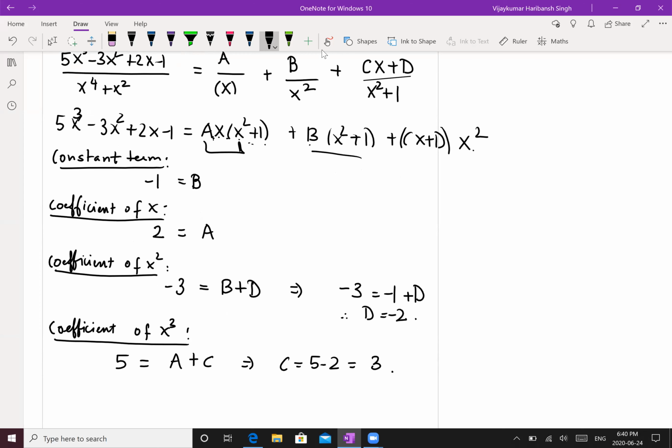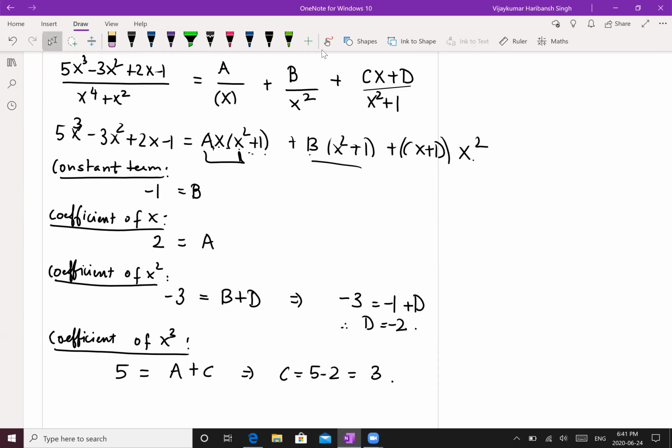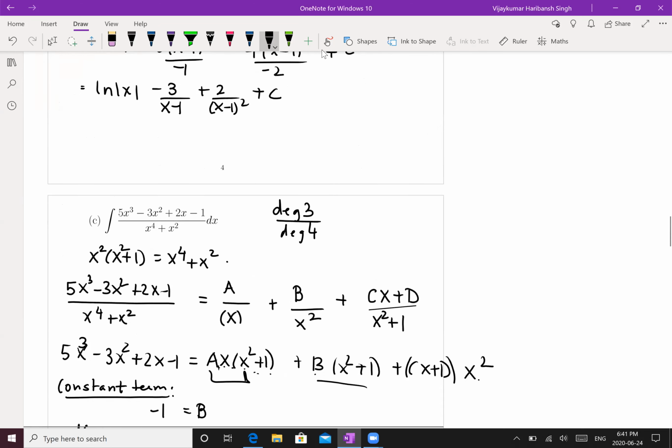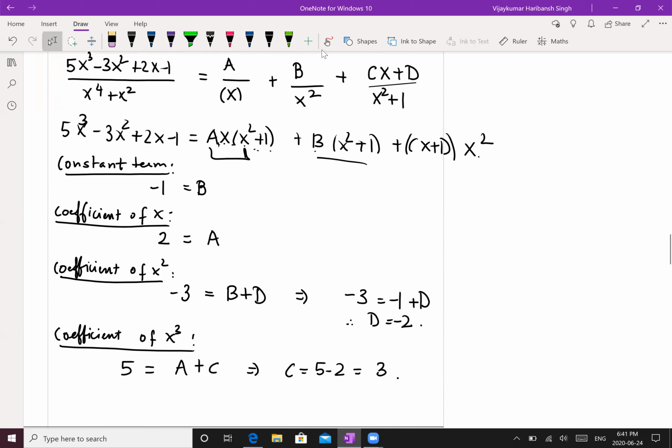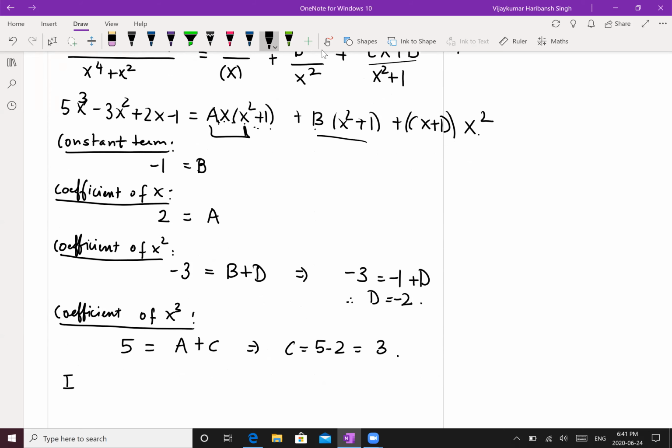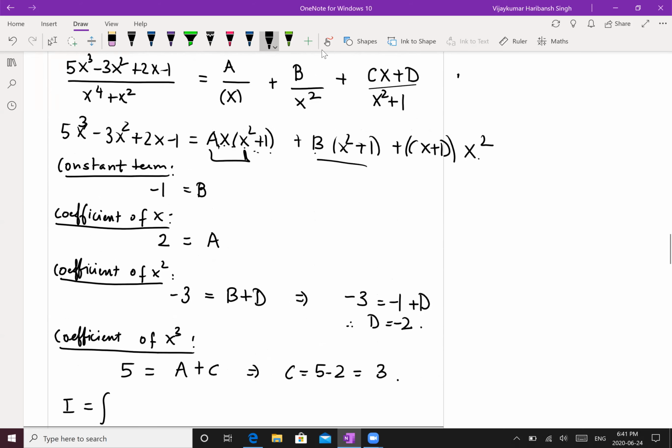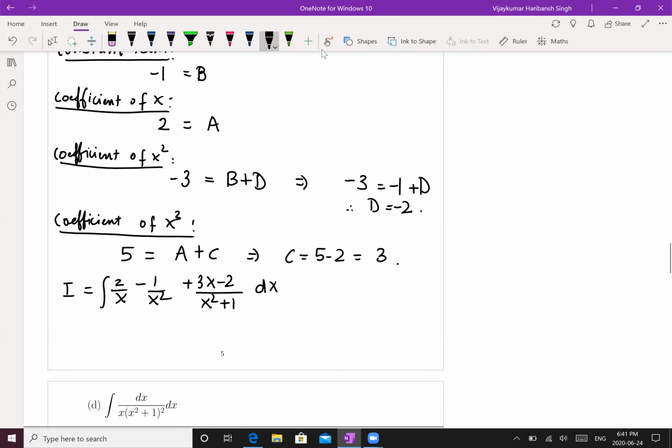So now we have solved for a, b, c, and d. So now our integral, if I call this integral I, will look like, I'm reading from this line here. So we get I equals the integral of a by x, which is 2 by x, plus b by x. So b is -1, so -1 by x square, plus cx, so 3x minus 2 by x squared plus 1. So this is the integral we want to integrate.